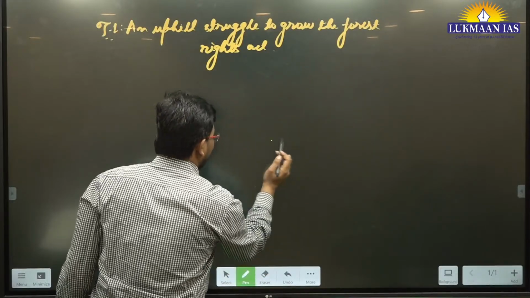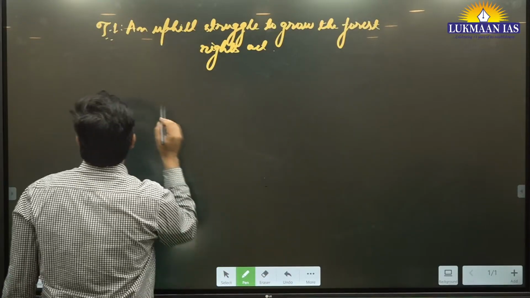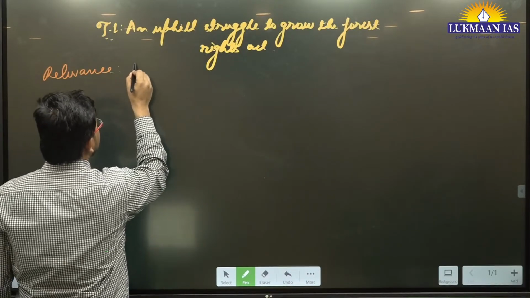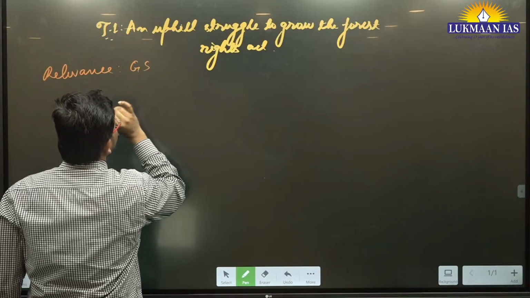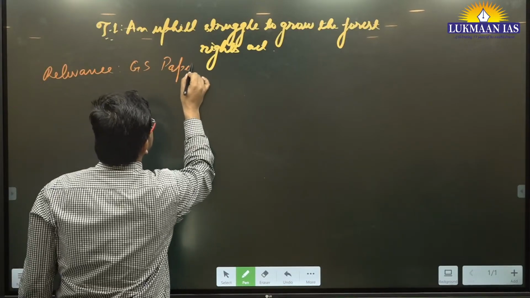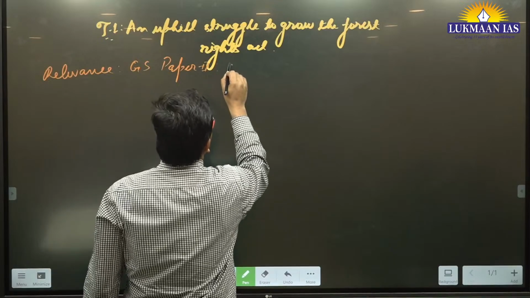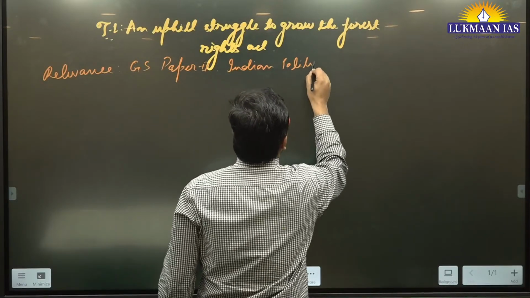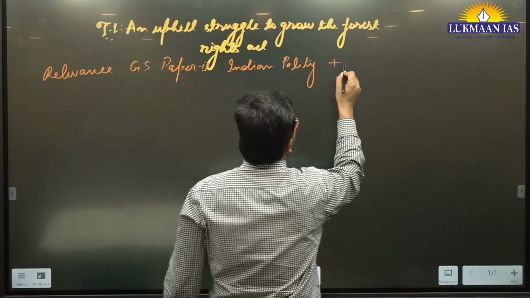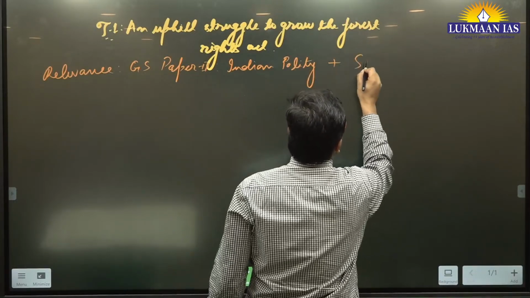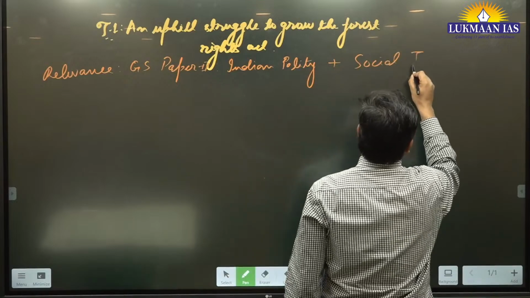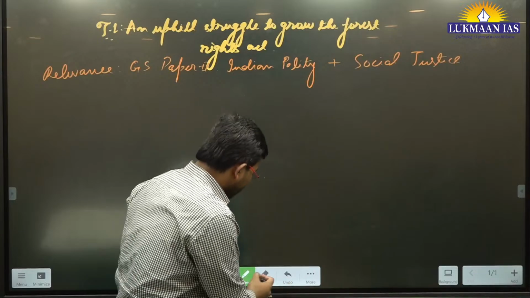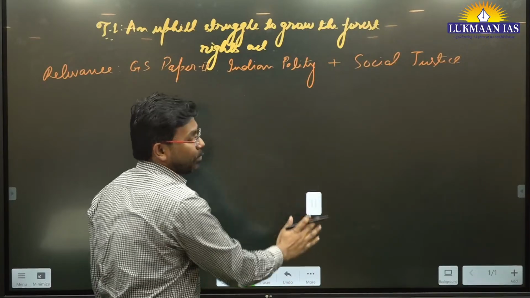So when we talk about the context or relevance of this article, it is relevant to GS paper 2 of the mains exam, under Indian polity and the social justice point of view. So this is how this article is important, and we are going to understand this article from the exam point of view.